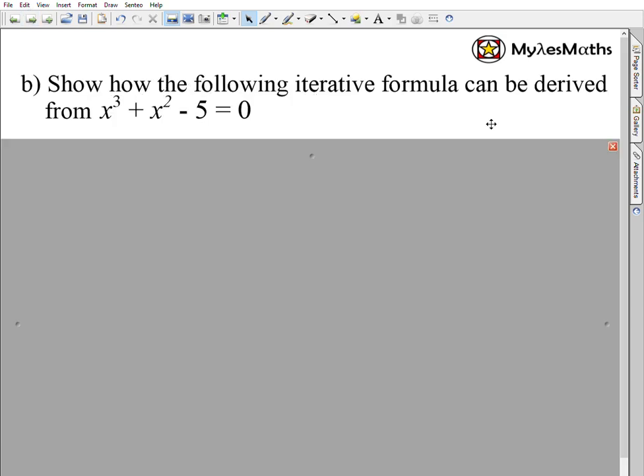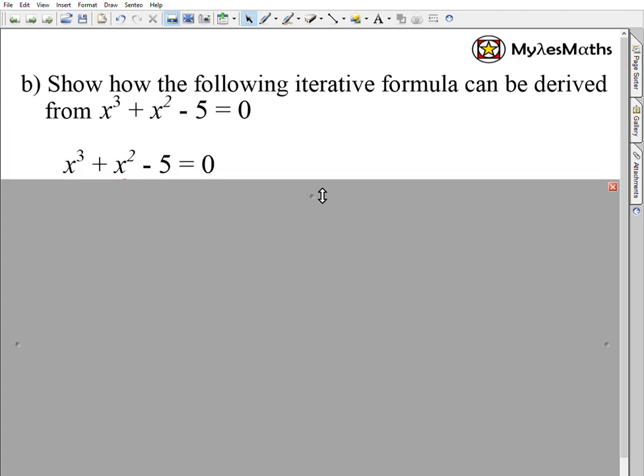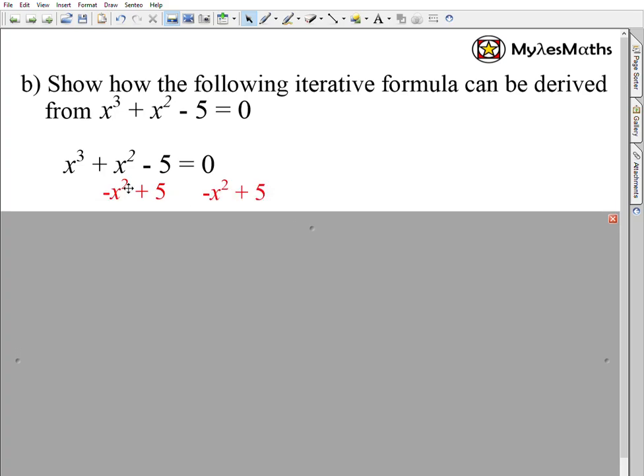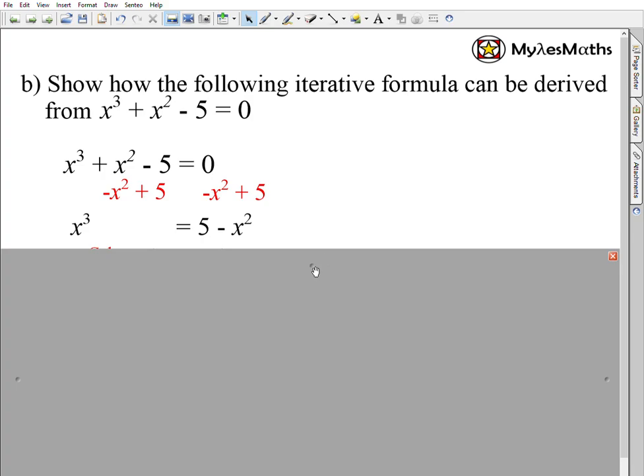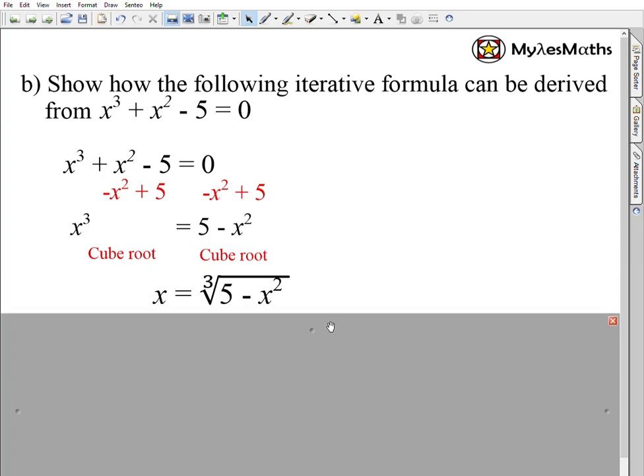Show how the following iterative formula can be derived from x cubed plus x squared minus 5. Well, I take the original formula, and because I know the form of the final formula, I want it to have a cube root in it. So I'm going to try and get x cubed equals. My first thing is to take x squared away and add 5, and I do that to both sides. This gives me x cubed equals 5 minus x squared. I cube root everything, and I end up with x equals the cube root of 5 minus x squared.